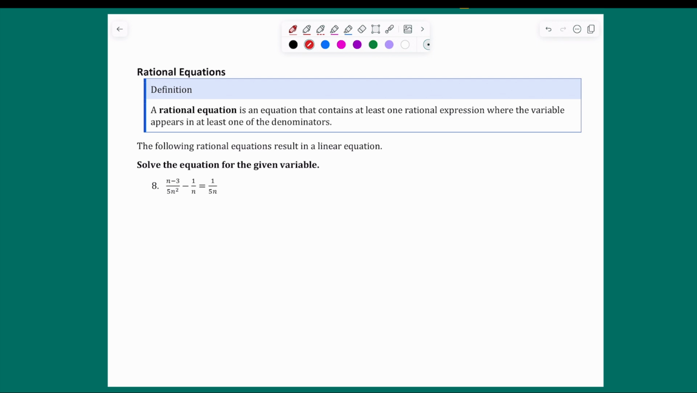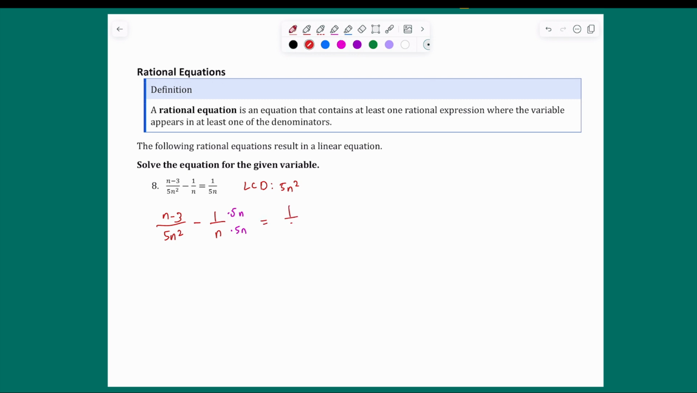Okay, so here we're going to solve the following rational equation. I'll solve the equation for the given variable. We have 8 minus 3 over 5n squared minus 1 over n equal to 1 over 5n. So I like to build up the fractions so they have the LCD, and in this case the LCD of all the denominators would be 5n squared. If I took the first one, I don't need to do much here because it already has a denominator of n squared. But the second one here, I would multiply by 5n, top and bottom, so this way I get a denominator of 5n squared.